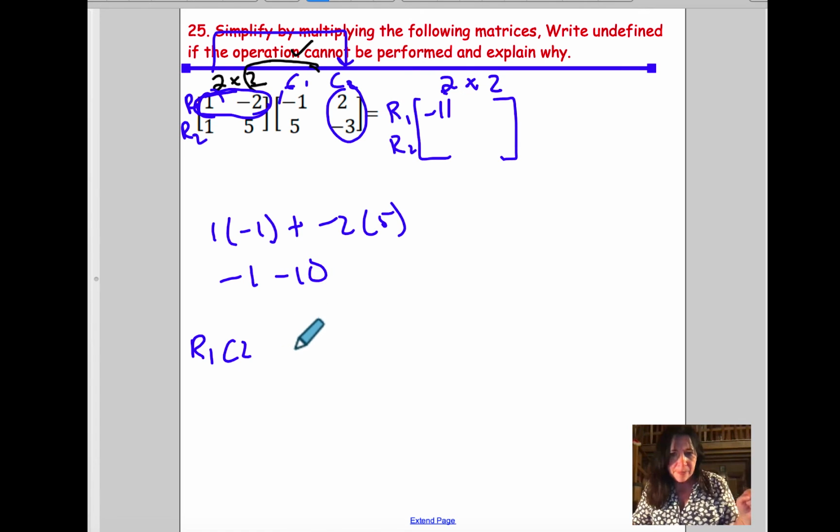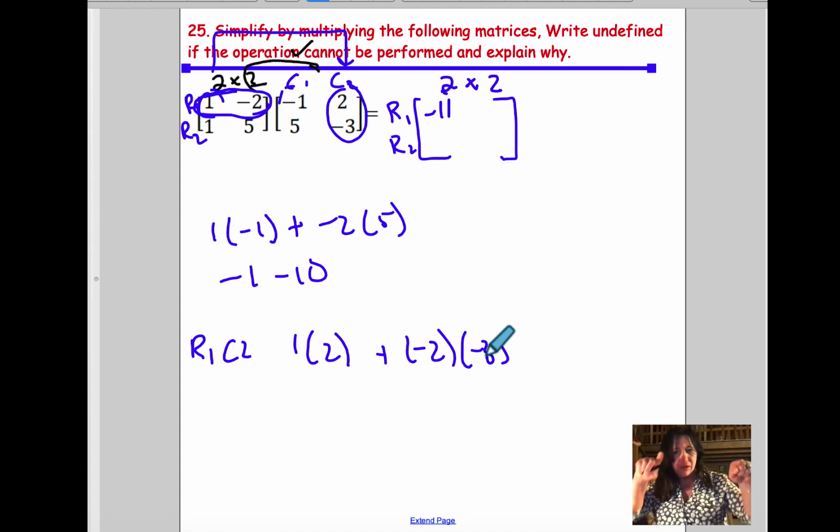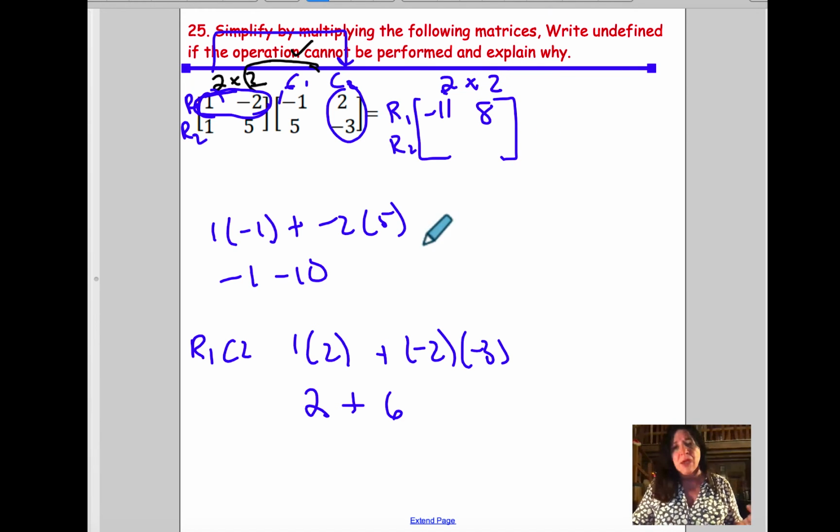So 1 times 2 plus negative 2 times negative 3, right? 1 times 2 plus negative 2 times negative 3. So that's going to be 2 plus 6. 2 plus 6 is 8. 8 goes here. For this spot, this is row 2. That's row 2, column 1.